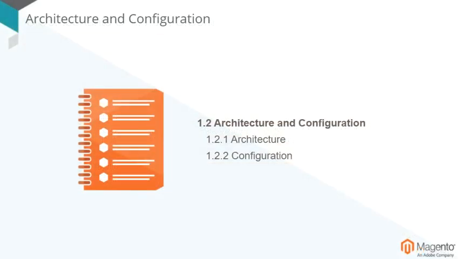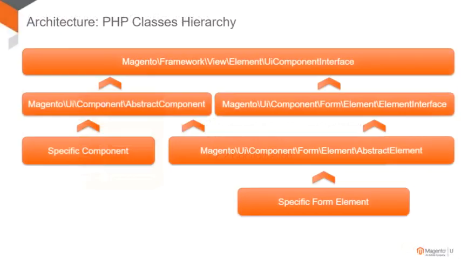Architecture and configuration. As shown on this diagram, every UI component has to extend UI component interface. You can also see two types of UI components: form elements and other specific components, extending abstract component. On the slides that follow, we will examine UI component interface and abstract component in more detail.